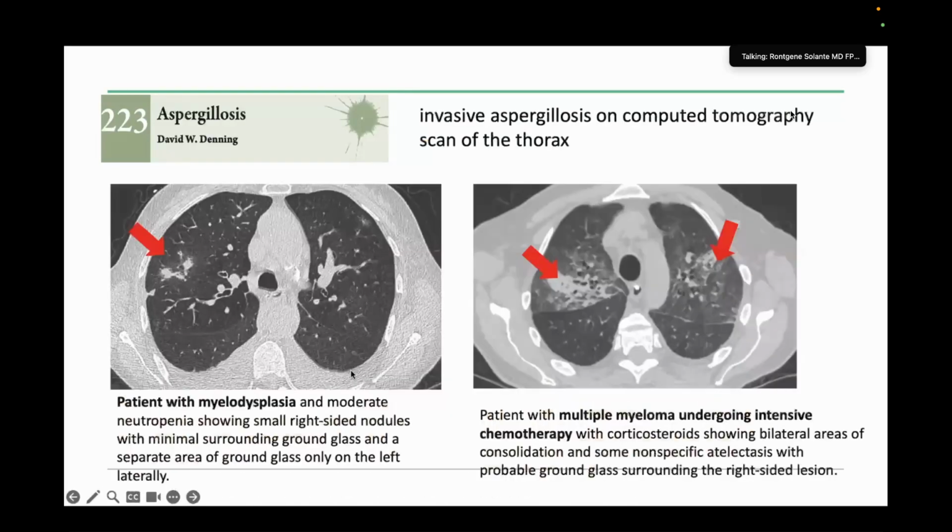Okay. Now, just an example here of an invasive aspergillus in patients who underwent computed tomography, or CT scan, of the thorax.